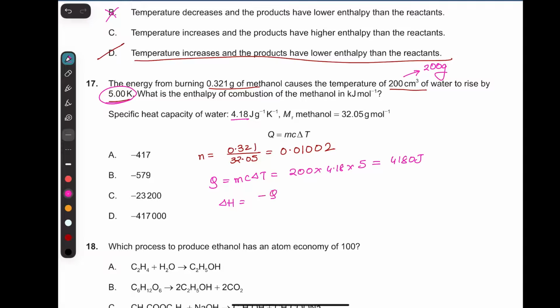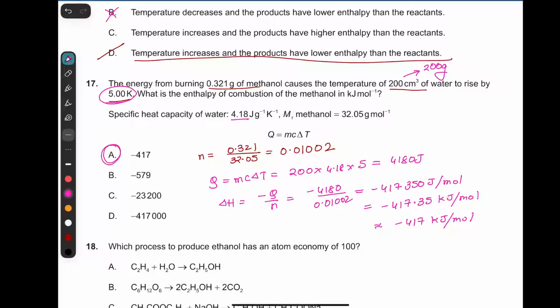Enthalpy will be negative q over n: negative 4180 divided by 0.01002. So we just evaluate this. We will get negative 41735 joules per mole. Now to convert it to kilojoules, we'll just divide by 1000. So this is kilojoules per mole, which can be rounded to negative 417 kilojoules per mole. Answer would be option A.